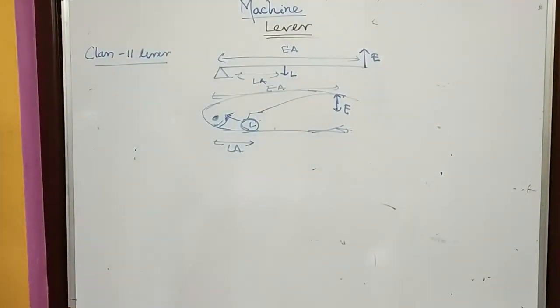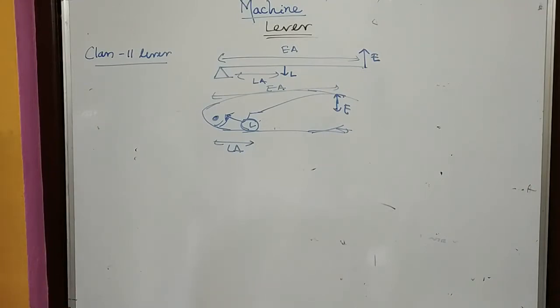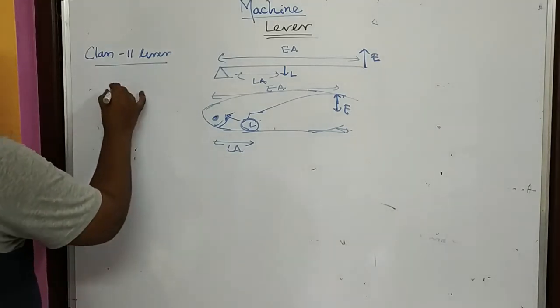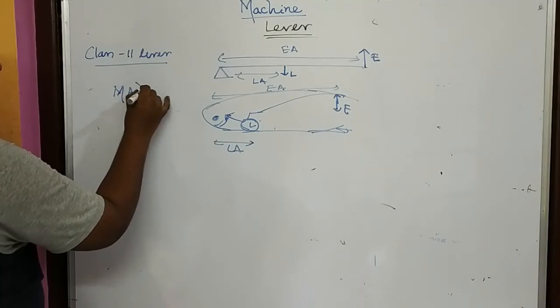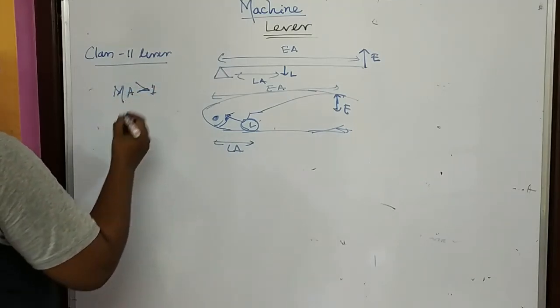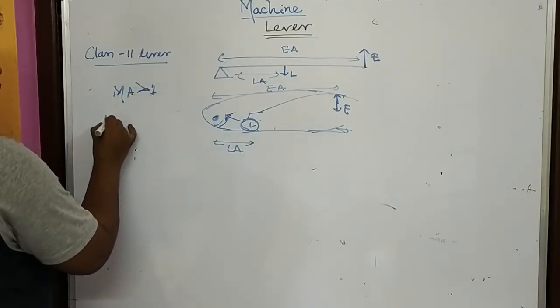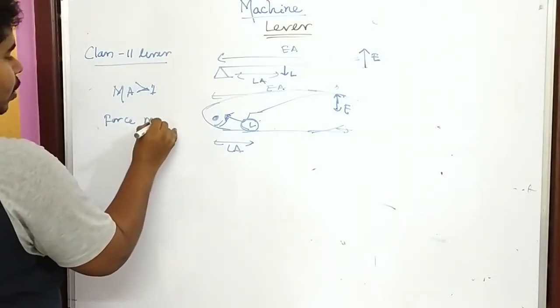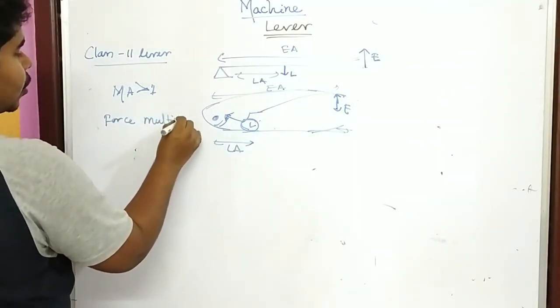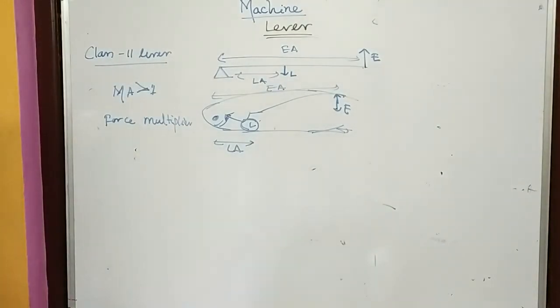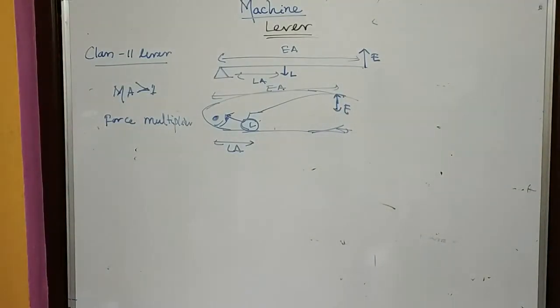By applying less force, we can lift a huge load there. So here mechanical advantage is always greater than 1, and that's why a class 2 lever is acting as a force multiplier all the time. Nut cracker, paper cutter, bottle opener, everywhere this class 2 lever is used.